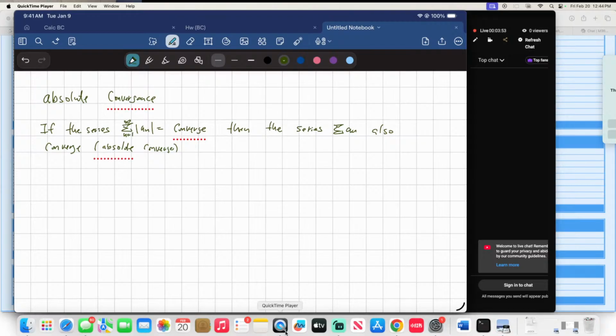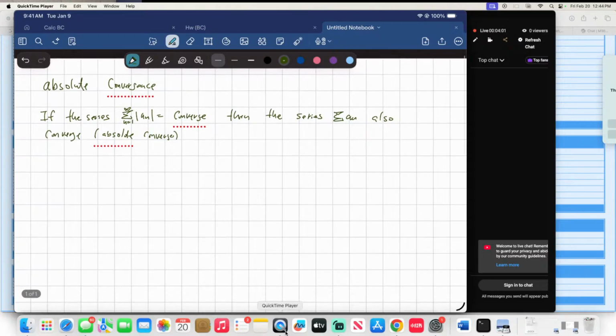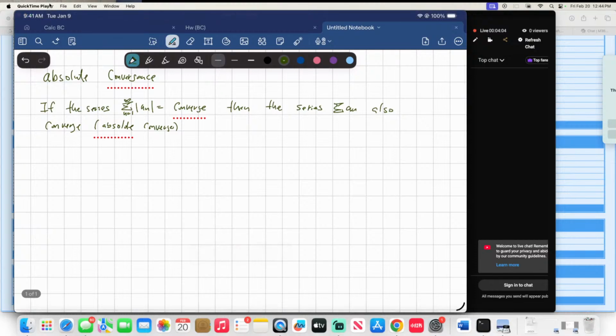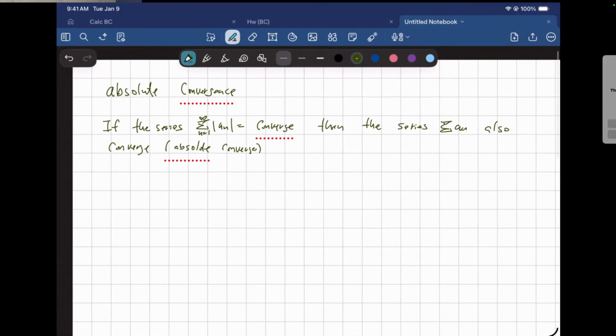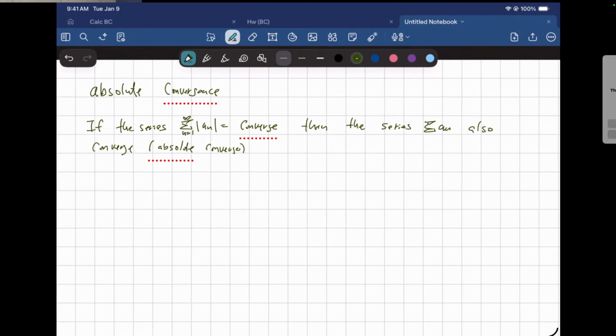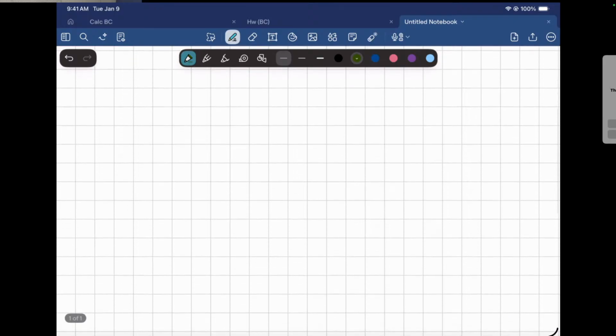Okay, it's absolutely convergent. Then you say, okay, well, when do we use this? We're going to give you a situation where you can use this. But meanwhile, I'm also going to talk about the definitions of absolute convergence.